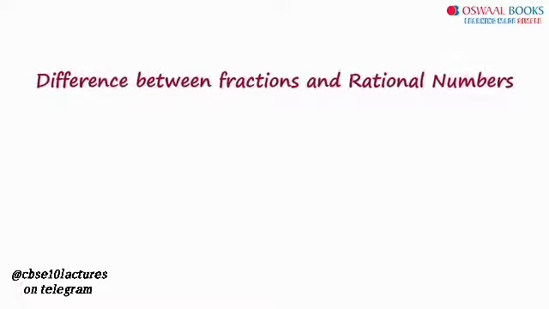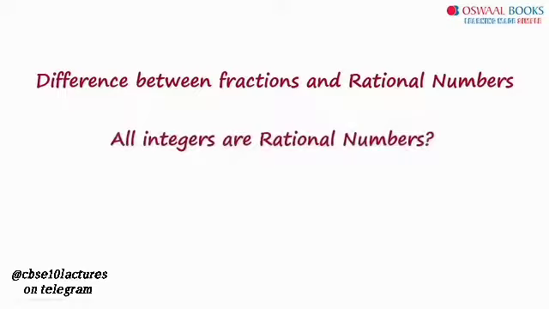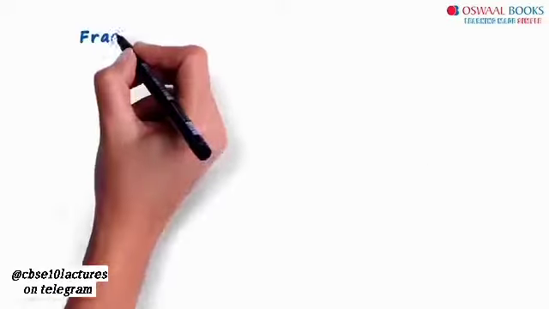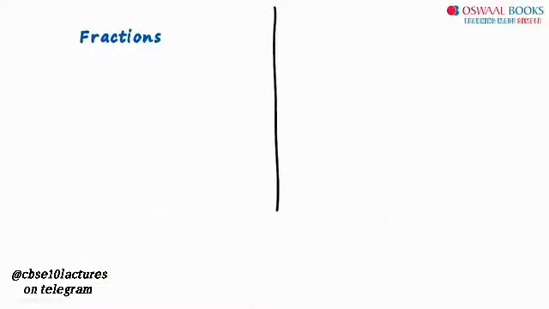There are two things we will understand in this video. First, the difference between fractions and rational numbers. Second, we will see if all integers are rational numbers. So let's make two columns, one of fractions and the other of rational numbers.